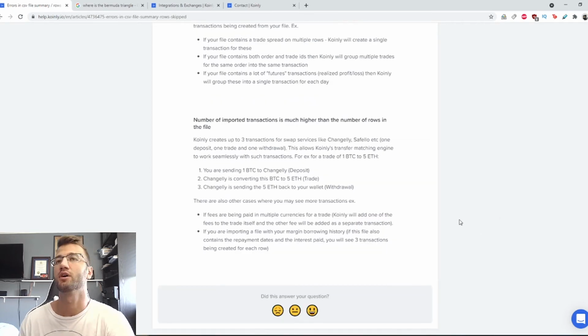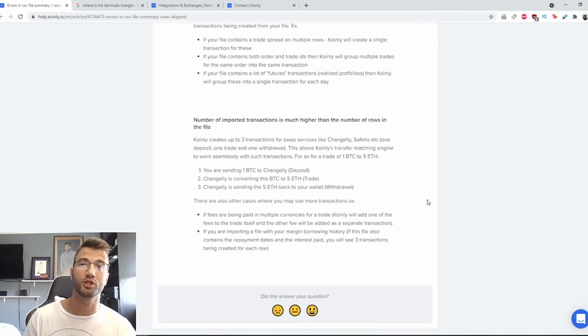All right, lastly, the number of imported transactions is much higher than the number of rows in the file. Koinly creates up to 3 transactions for swap services like Changelly or CEFOLO, etc. One deposit, one trade, and then one withdrawal. This allows Koinly's transfer matching engine to work seamlessly with such transactions. An example of this, we can talk about a trade of 1 BTC for 5 Ethereum. You are sending 1 BTC to Changelly. That is considered a deposit. Changelly is then converting that BTC to 5 Ethereum. That is a trade. And then Changelly is lastly sending that 5 Ethereum back to your wallet, which is a withdrawal.